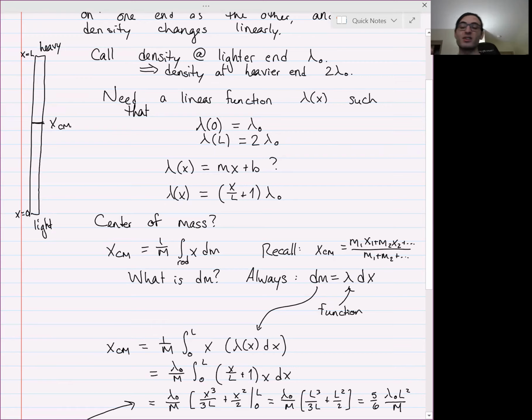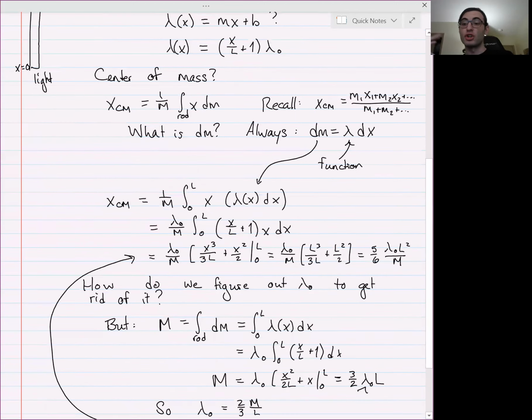And the point is that it's not at the center. It's slightly closer to the heavier end. And that's exactly what we expect. We expect it to be closer to the heavier end because there's more mass on the heavier end. And the center of mass is supposed to be the place where there's the same amount of mass on one side as there is on the other side. That's what your intuition should be for the center of mass.